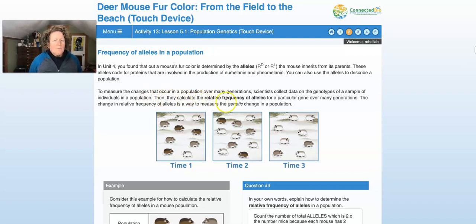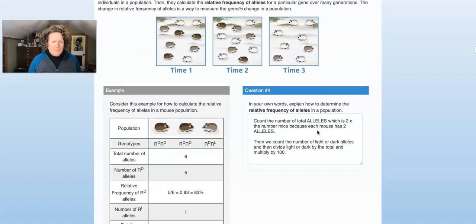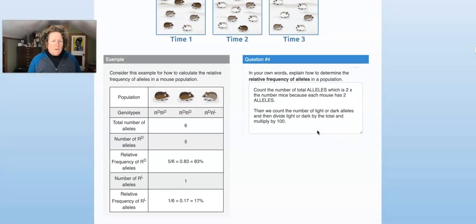Then they calculate the relative frequency of alleles for a particular gene over many generations. The change in relative frequencies of alleles is a way to measure the genetic change in a population. So we're looking at how the environment, whatever factor that's selecting some mice and selecting against other mice, like hawks eating a mouse is selecting against it because it doesn't survive to reproduce. So let's go over this example here.